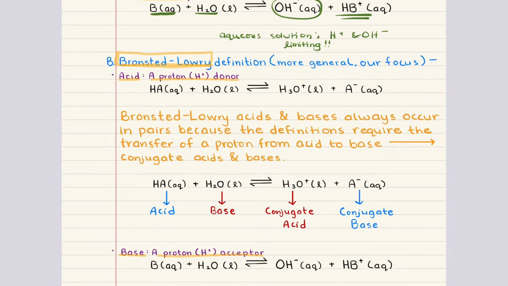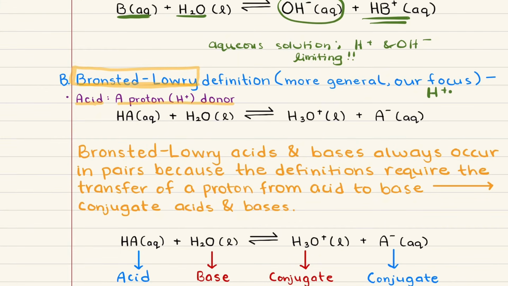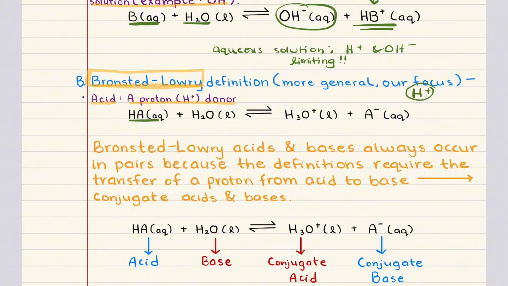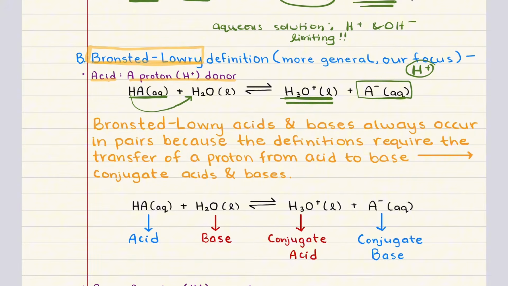It's entirely centered on the movement of protons, which allows us to describe acid-base behavior in a much wider range of chemical systems. So let's begin with a Bronsted-Lowry acid. This is going to donate a proton to water. So in this case, the acid HA donates a proton to our water molecule H2O. The proton transfer turns water into hydronium, and in the process, HA becomes the conjugate base A-.